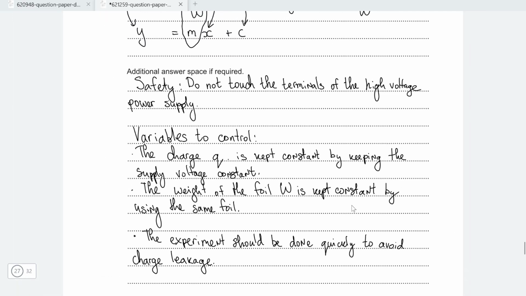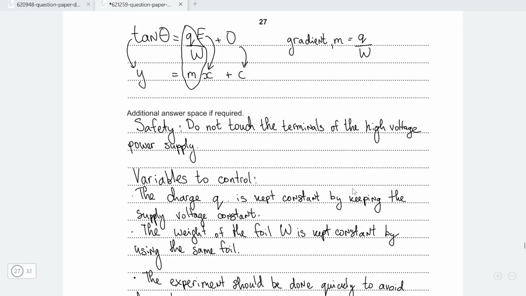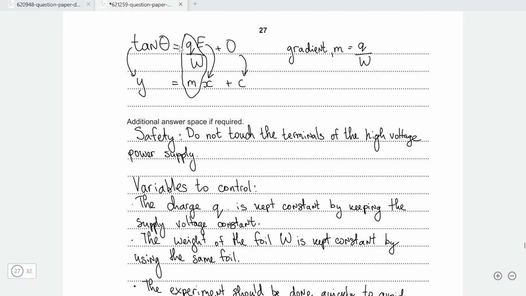The charge Q should be kept constant. One way of keeping the charge Q constant would be to keep the supply voltage constant. The W here also needs to be constant, and that is the weight of the foil. This one is easy to control. We're just going to be using the same foil.